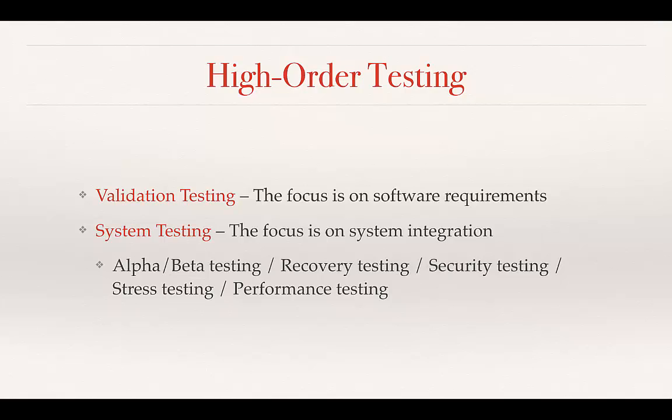In validation testing, the focus is on software requirements. Acceptance testing is a kind of validation testing. The customers, and possibly other stakeholders, are typically involved in this process. In system testing, the focus is on system integration. Remember, the system involves much more than just the software. It involves the software and the environment in which it's intended to run.